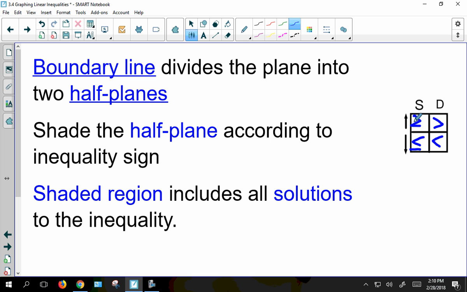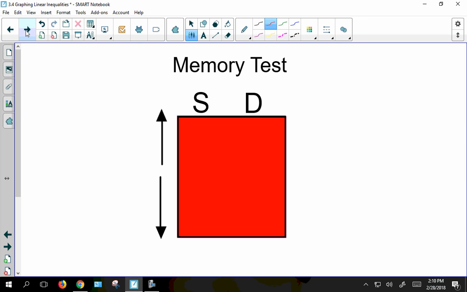If it is a greater than, you shade above the line. If it is a less than, you shade below the line. Now, how do you know it's a less than? Less than goes the same way as an L. All right. I like to remember, if it eats the y, shade above. If it doesn't eat the y, shade below. That seems a little easier to me, but what do I know? Memory test.